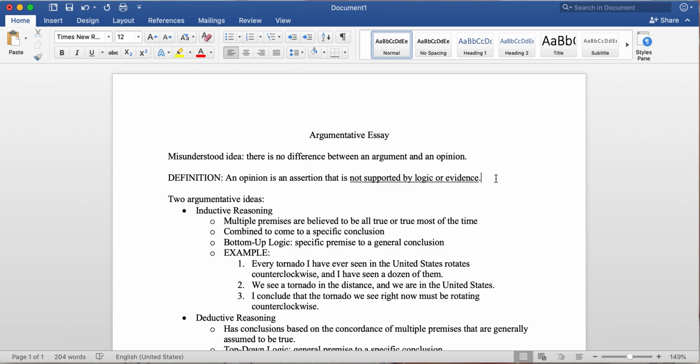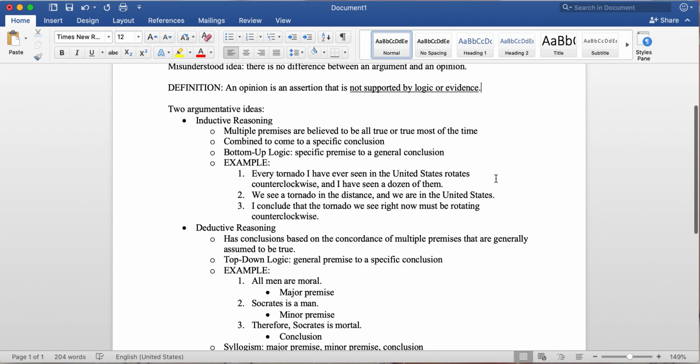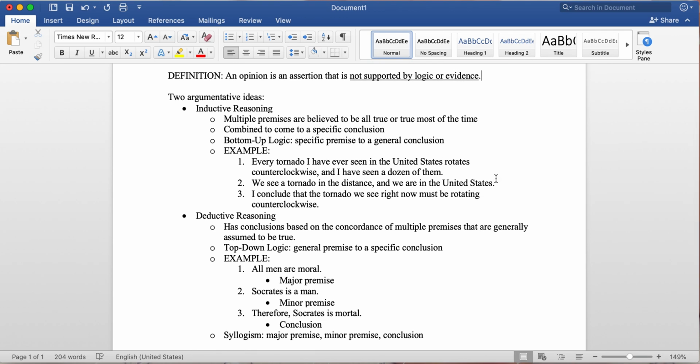So, going on to argumentative ideas when you write your paper, I'm going to scroll down just a little bit here so you can see. Make sure I don't go too far. Okay. So we're going to talk about inductive and deductive reasoning. What is inductive and deductive reasoning?